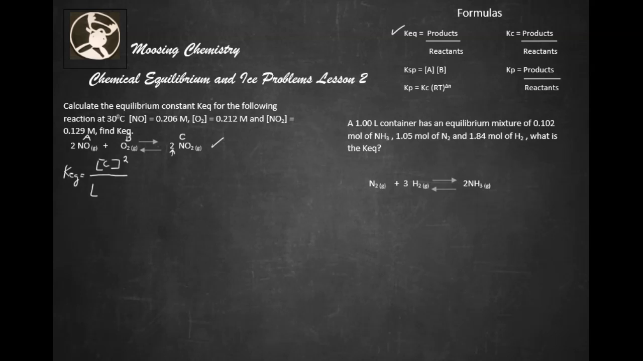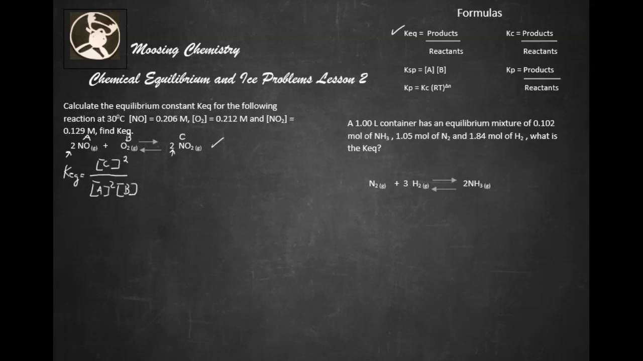Okay? And then we're going to use A squared, and we're going to have B. Why A squared? Because there's a 2 in front of this. Alright, now let's go ahead and plug in our values. It says calculate the equilibrium constant Keq for the following reaction at 30 degrees Celsius. Nitrogen monoxide is 0.206 molarity, oxygen is 0.212 molarity, and nitrogen dioxide is 0.129 molarity.